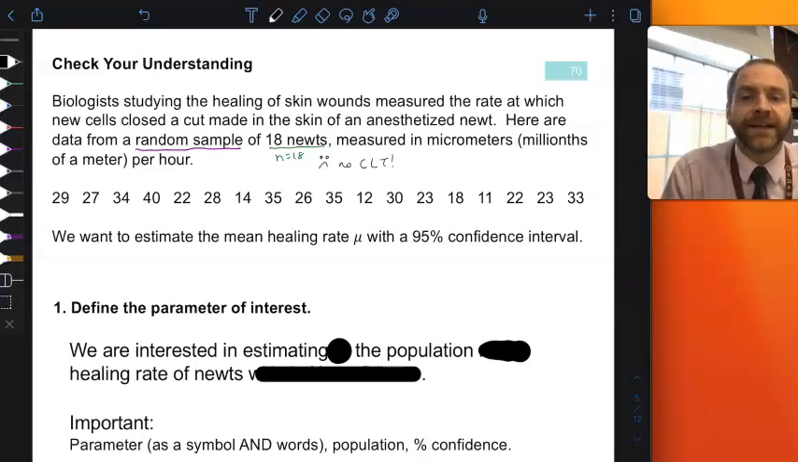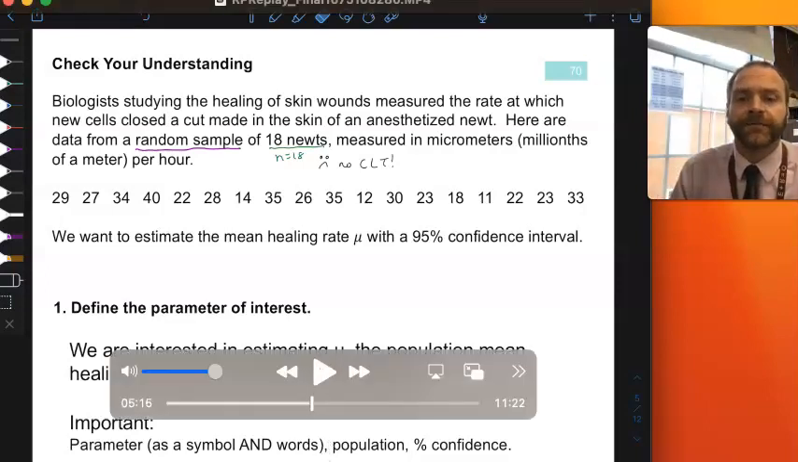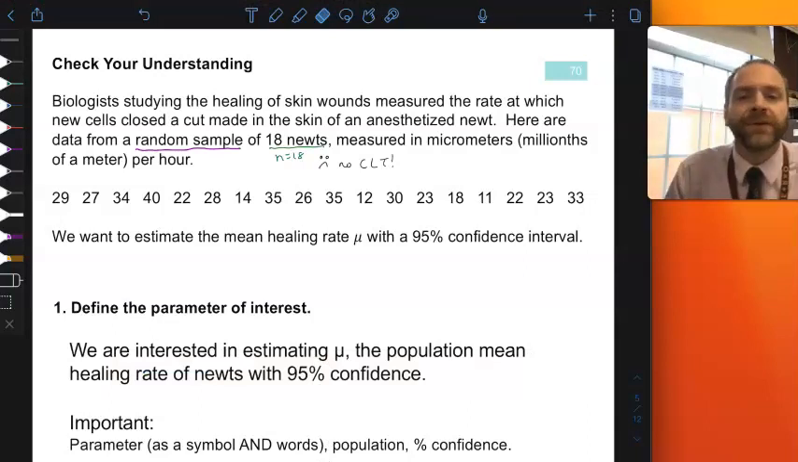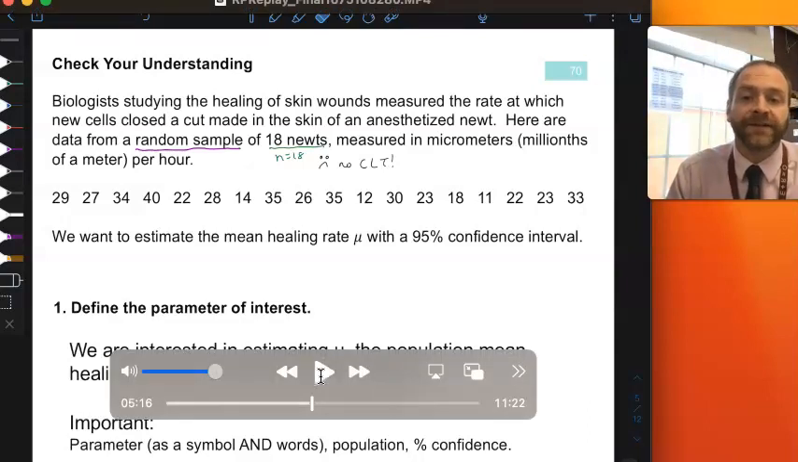So we can take that data, we'll put it in our calculators as we go through. But let's first go through the whole process. Our state is we want to look at it. We're interested in estimating mu, the population mean healing rate of newts with 95% confidence. So we have the parameter as symbol and words, we have the population, and we have our percent confidence.